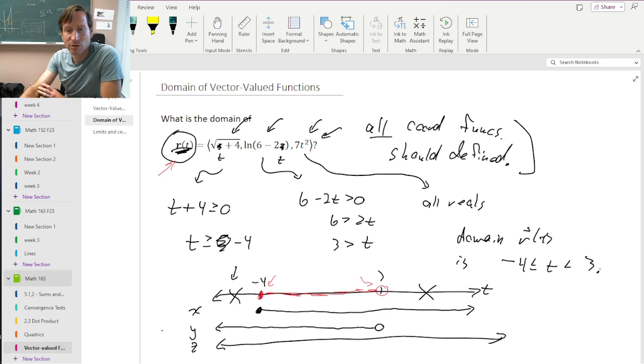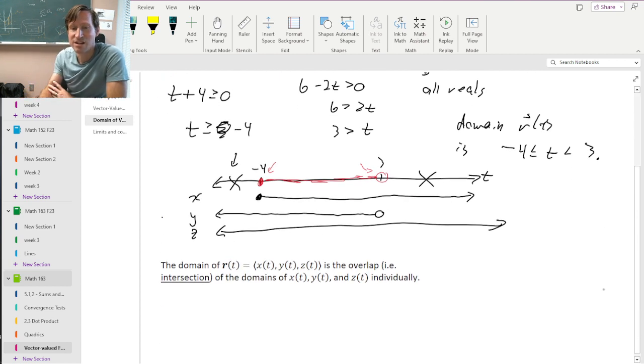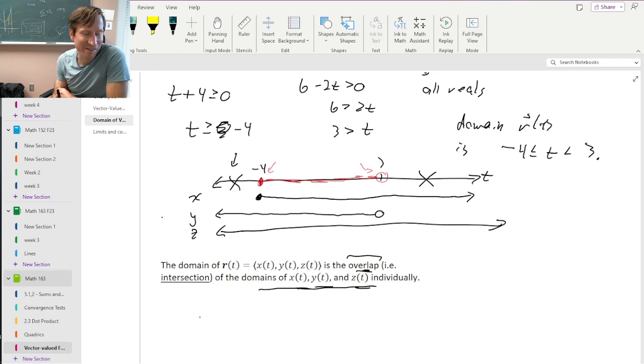All right? So the upshot of all of this is that the domain of a vector-valued function is the overlap of the domains of the individual coordinate functions. Okay? So overlap is sort of geometrically what's happening, but the fancy math word for that is intersection. So the domain of a vector-valued function is the intersection of the domains of the coordinate functions.